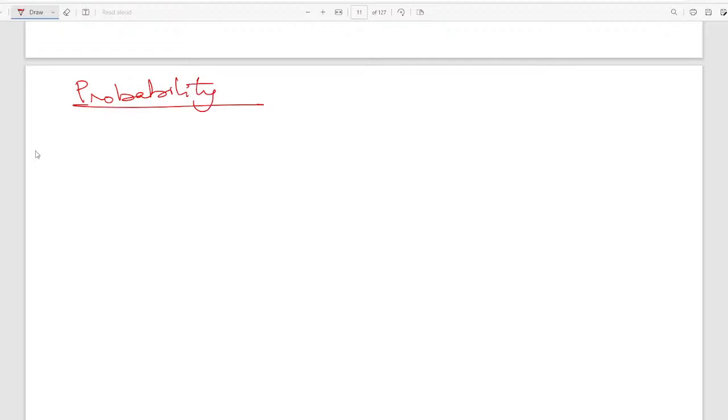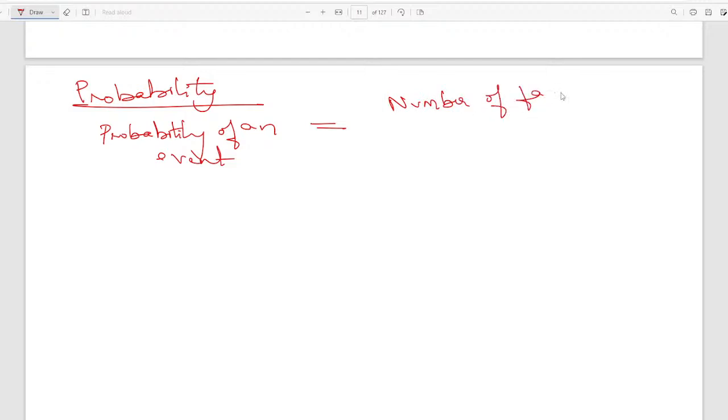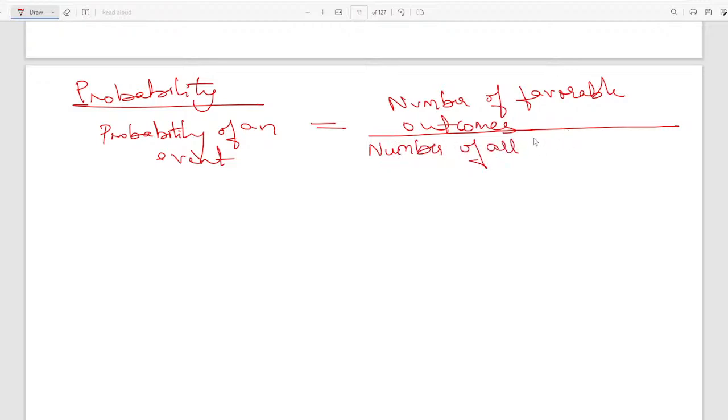What is probability? Probability of an event is equal to number of favorable outcomes divided by number of all possible outcomes. Number of favorable outcomes divided by number of all possible outcomes.